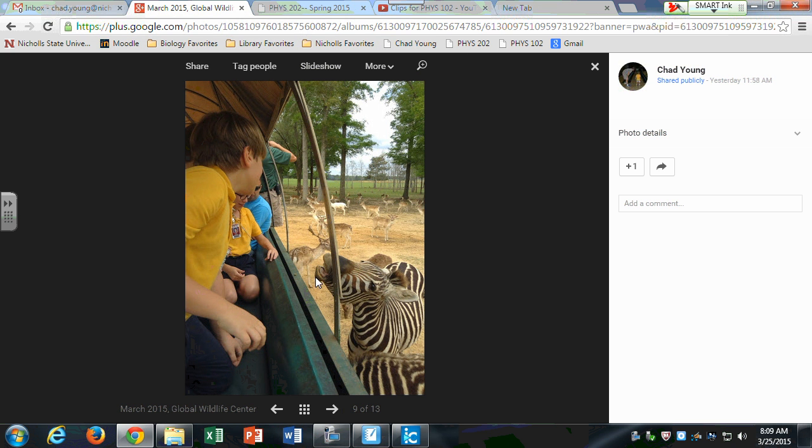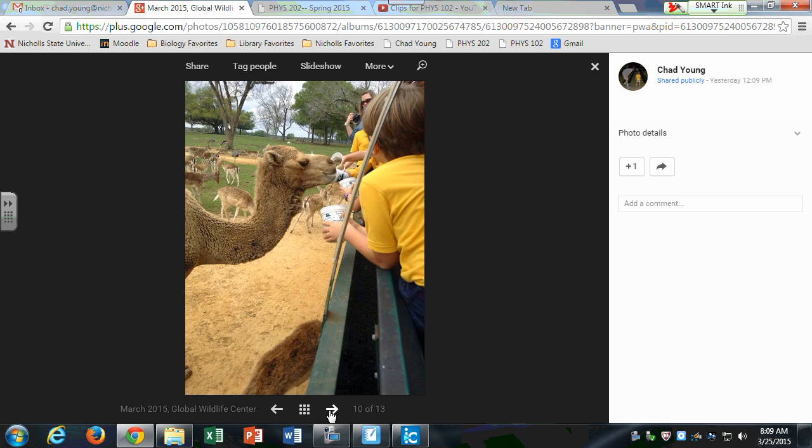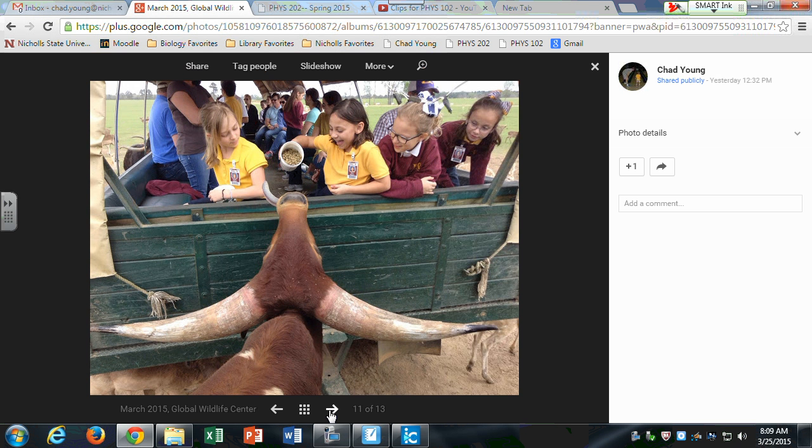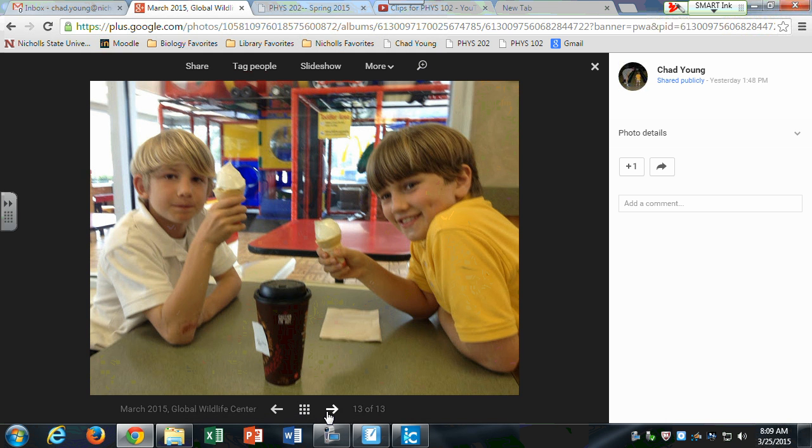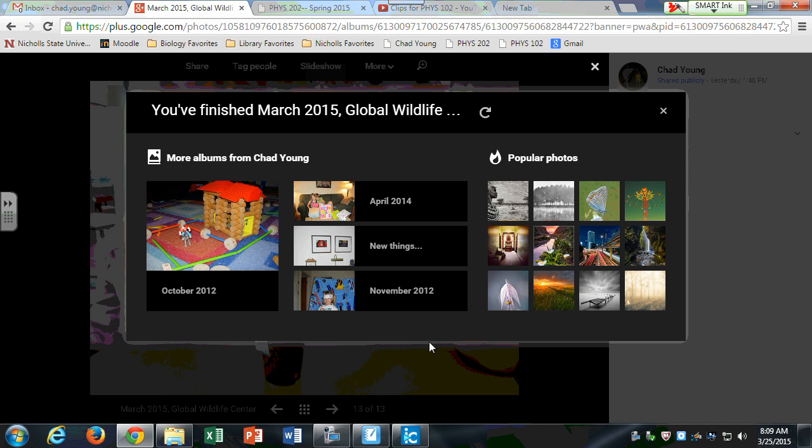Oh yeah, see, there's one. The kids were throwing food into their mouths and pouring it. They had a camel. It's kind of cool. They had giraffes, but they didn't come up. And then they had a bunch of longhorns as well. That was a longhorn. Oh, and then we went for ice cream afterwards. That's the end. That's it.